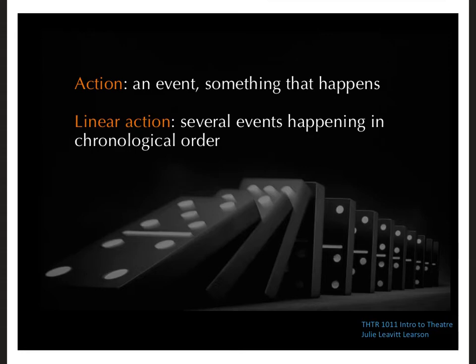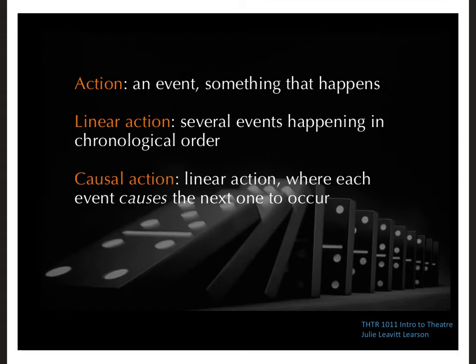One of the simplest ways is to organize it linearly. Linear action is when there's several events happening in chronological order. This happened, then this happened, then this happened, then this happened. That's a pretty coherent way to tell a story. It provides clarity. It can be a little suspenseful and compelling, and that's how most of us tell stories.